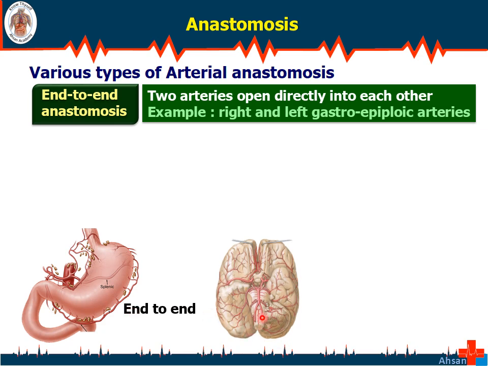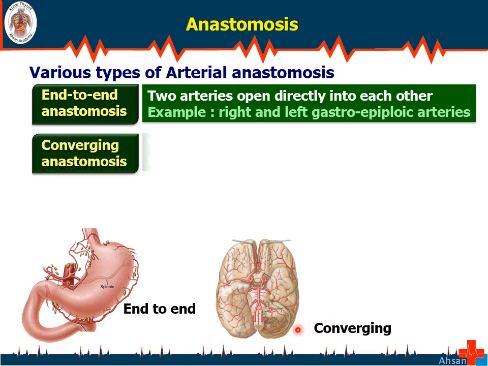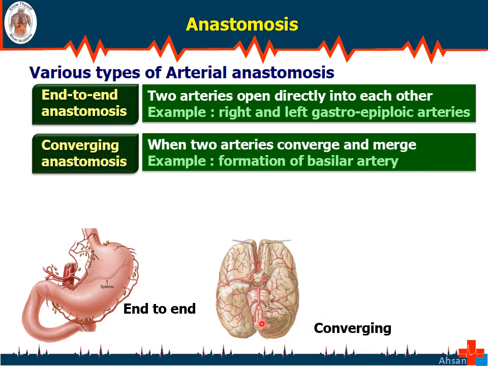Look at this. This is the vertebral artery of one side, and another side. They fuse together just under the pons to make one artery. This is the basilar artery. So this is converging anastomosis. Two arteries unite together to form one. Here the example is formation of the basilar artery by two vertebral arteries.